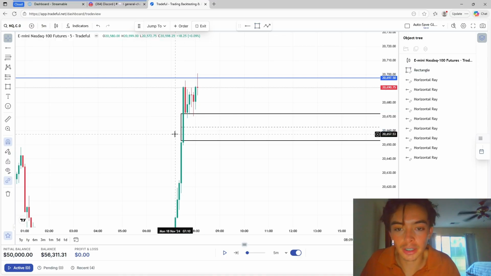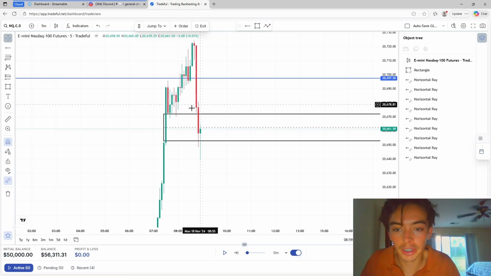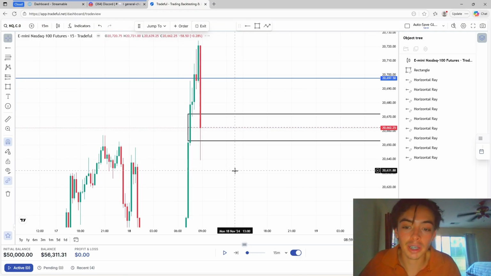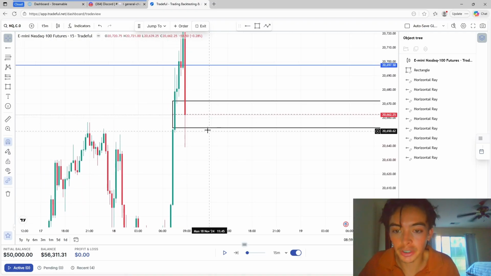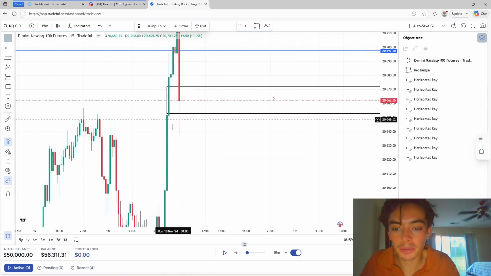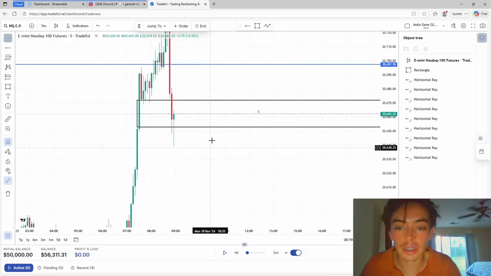Let's see if we can get a nice rejection off this. There we go. Okay, so we get a nice rejection. At the same time though, we are also in these fair value gaps that we created. So, I don't know. This is also very tricky as well, because we have so many gaps, just like here, that we need to fill. I'd probably only take a retracement off this.